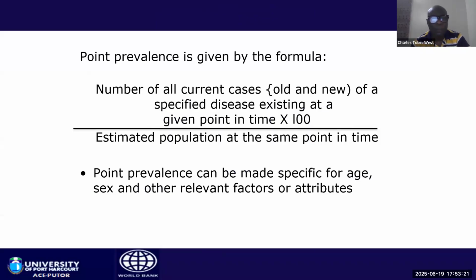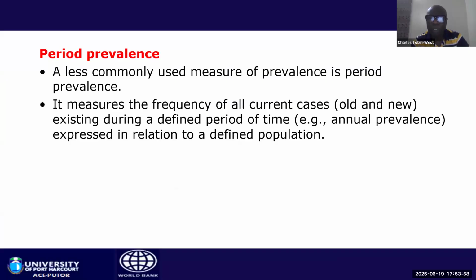So point prevalence given by formula is the number of current cases, old and new, of a specified disease existing at a given point in time over the estimated population at risk of that disease at that time. Point prevalence can be made specific for age. It can be made specific for sex, depending on what you want. You might want to know the prevalence rate of hypertension among women, or among men, or among people 65 years and older, and things like that. Whichever way you want is possible.